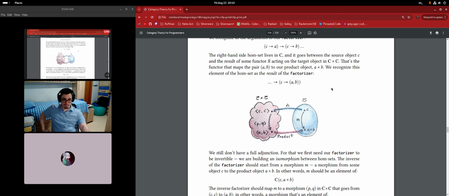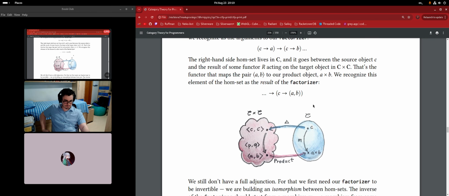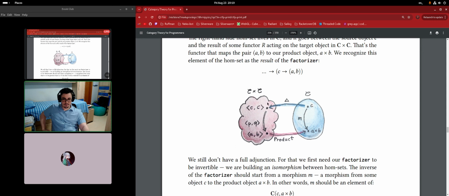Now let's go to the drawing here. So this is C and this is CC. So if I do delta, that makes sense. If I do the morphism P and Q, I go to AB. That makes sense because this is a product object. And if I apply the product functor, I go to AB that lives in C, that I could go through M, but I'm going from CC. I see.